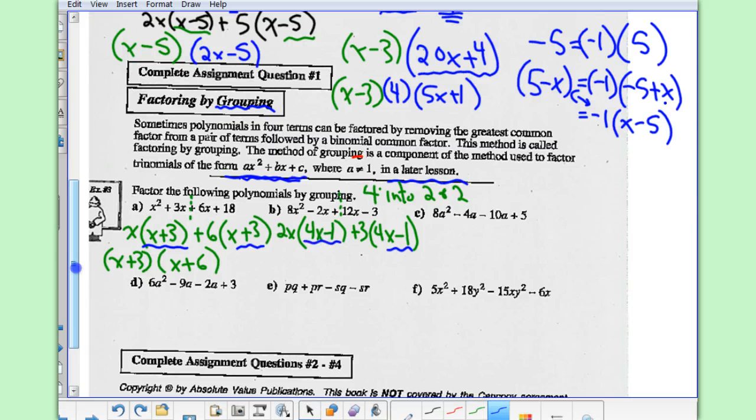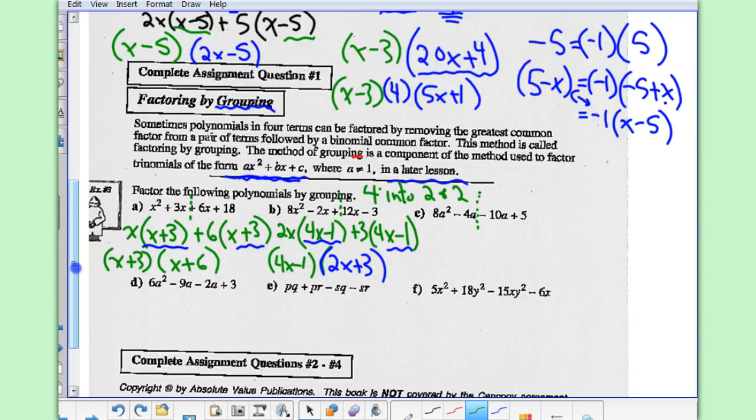Now I've got my common factor, and so I get 4x minus 1 times bracket, 2x plus 3. Just the binomial common factor. We go to the next pair, and this is where you need to decide. So we go like this, tick, tick, tick, tick.